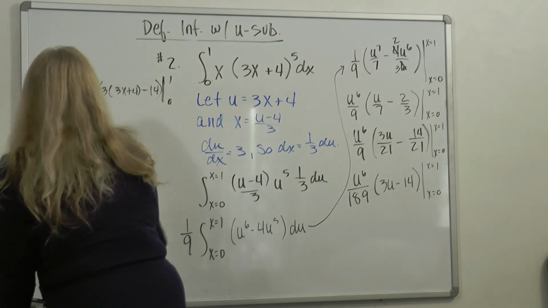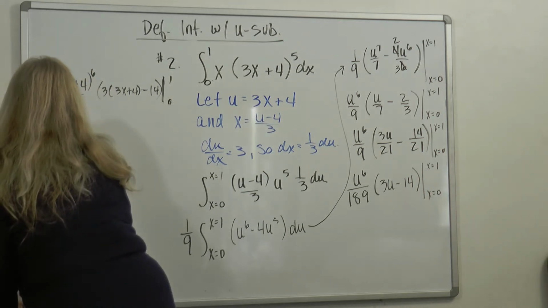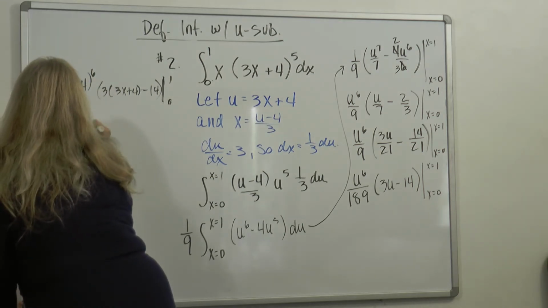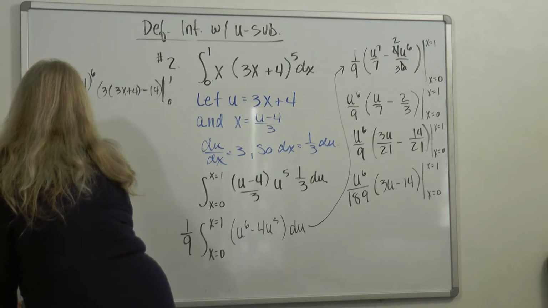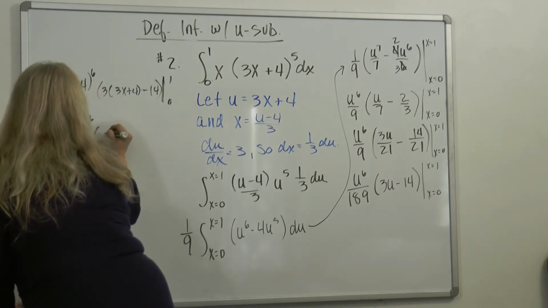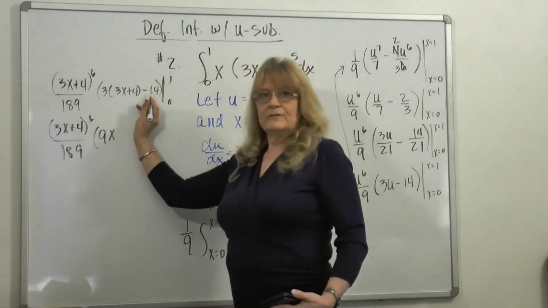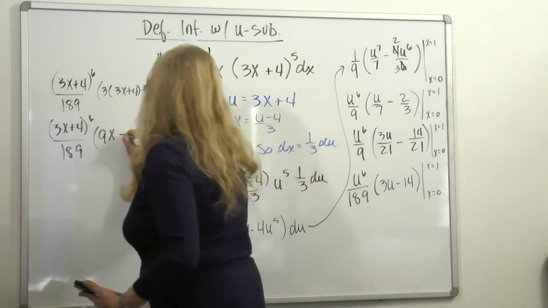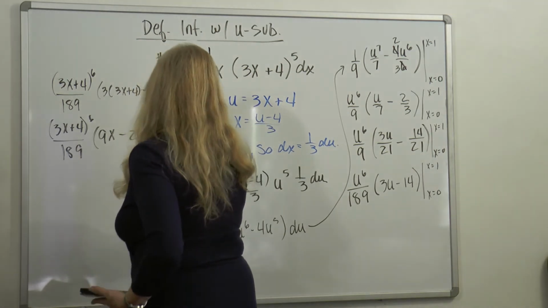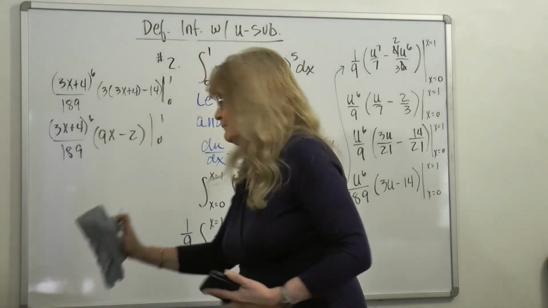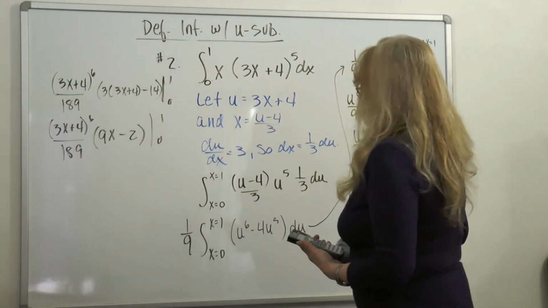So, 0 to 1. (3x plus 4) to the 6th over 189. And then distribute here, so I have 9x, and this is going to give me plus 12 minus 14, so that's going to be minus 2. I'm just trying to save some board space. I hope I'm not confusing you too much.